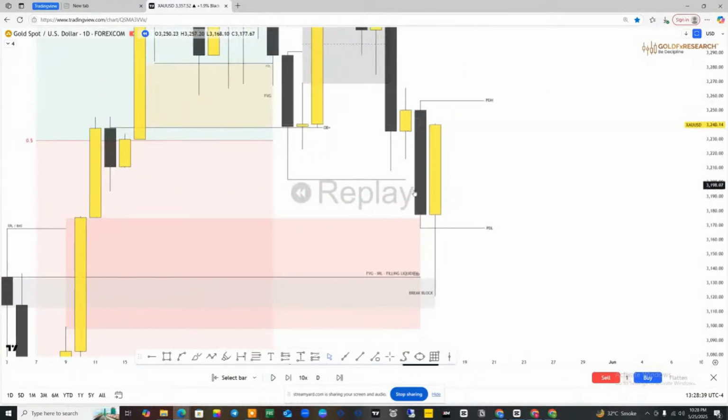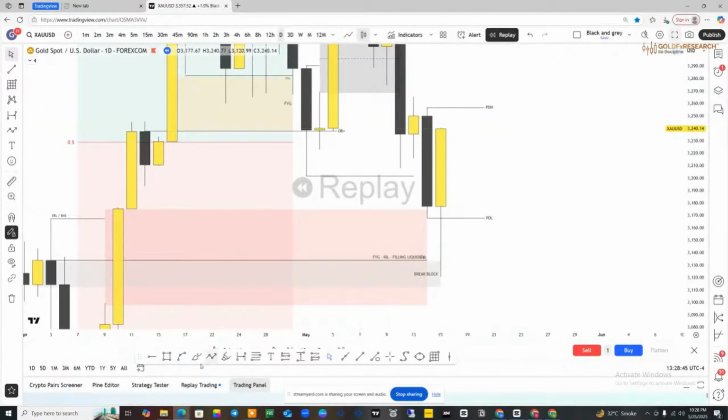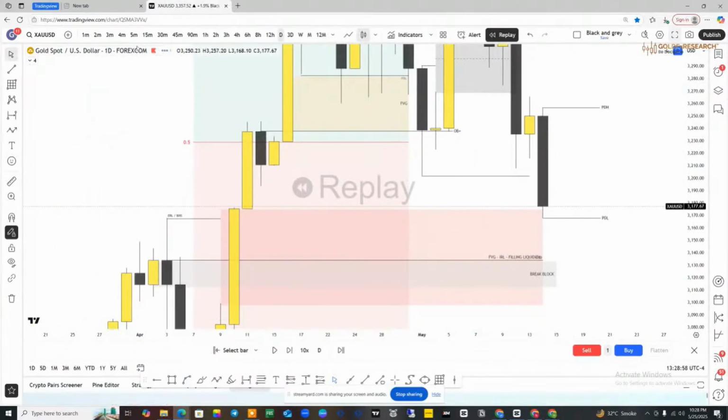Now, what should you have done here? You would have captured this move right here. What was forming here on the lower time frame, I had captured that. So I know what was coming to us on the lower time frame here. On the lower time frame, we had a power of 3 pattern. Let me show you how it formed.